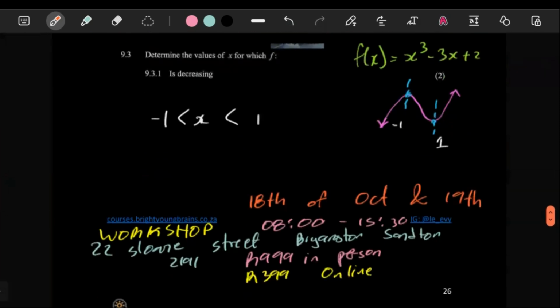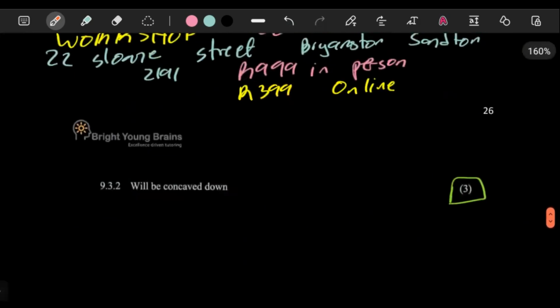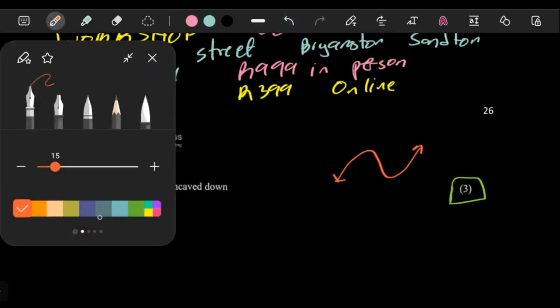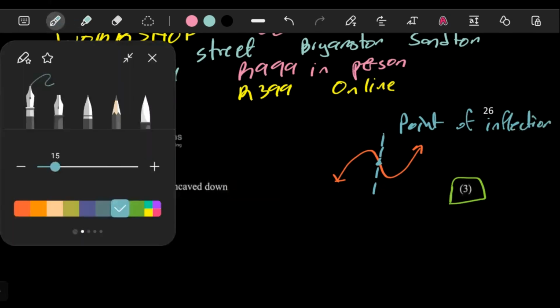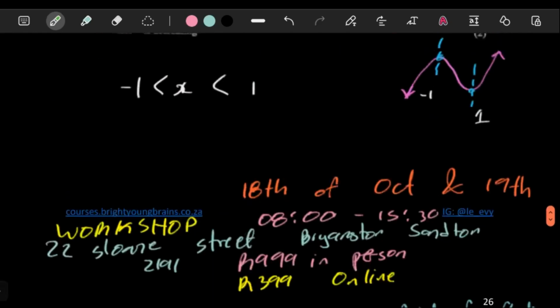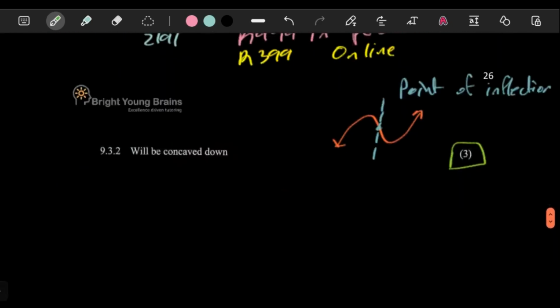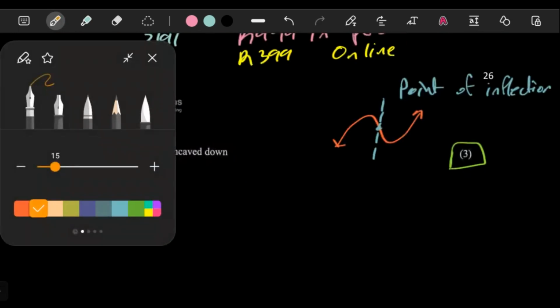Where is this graph decreasing? If they're asking us where this graph is concave down, you also need to know what your image would look like. So we know our cubic function would look like this. In terms of determining where the graph is concave down, what you need is the center of the graph, which is the point of inflection. The x value of the point of inflection, you get from differentiating your equation twice. Let's get the point of inflection first, because once you get it, life is a bit easier.